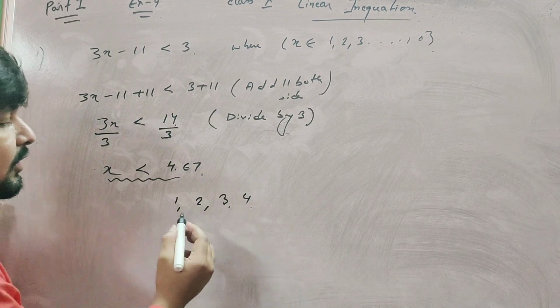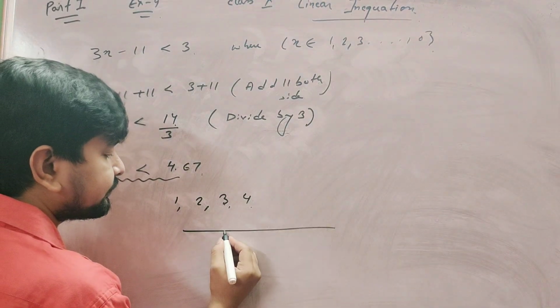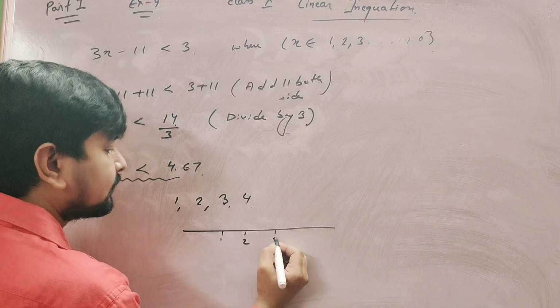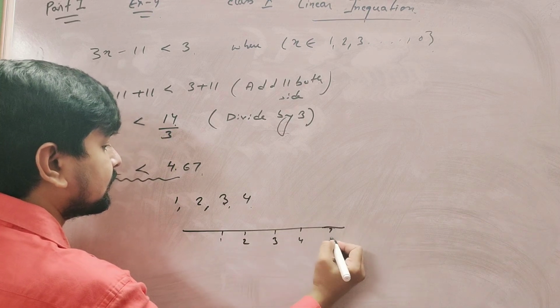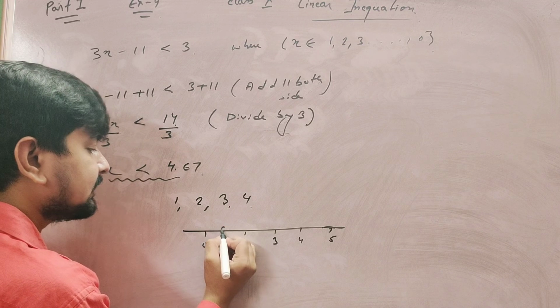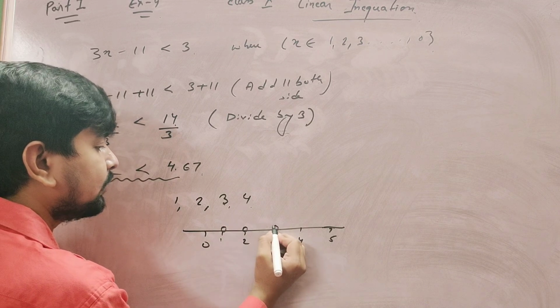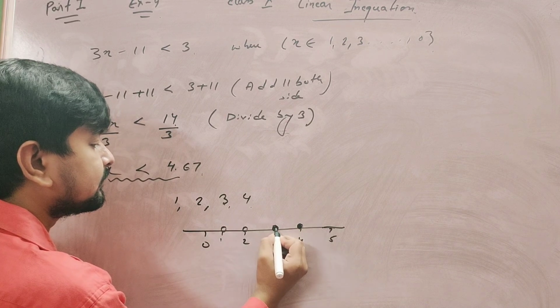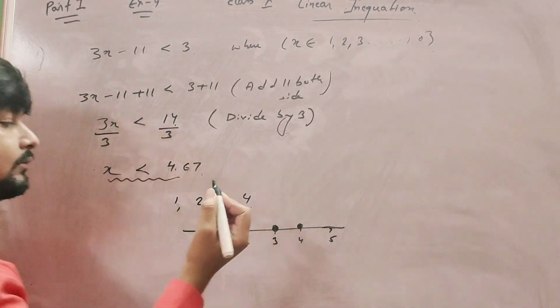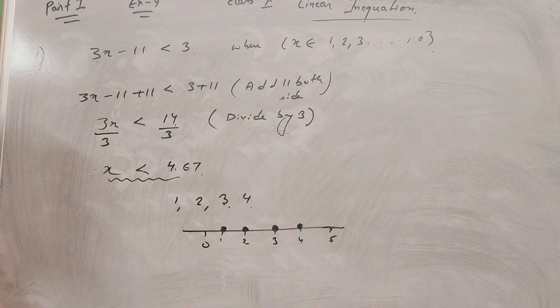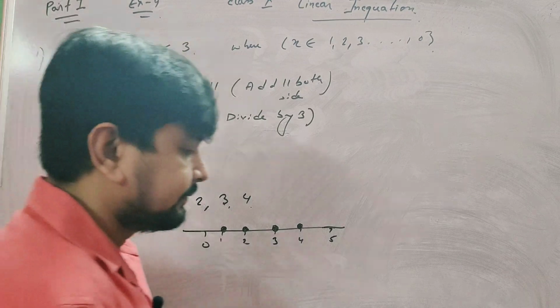Done. And you also represent it on the number line. Our answer is 1, 2, 3, 4. Clear? Note.